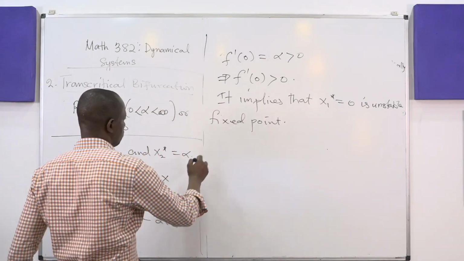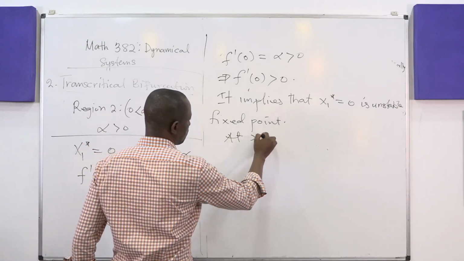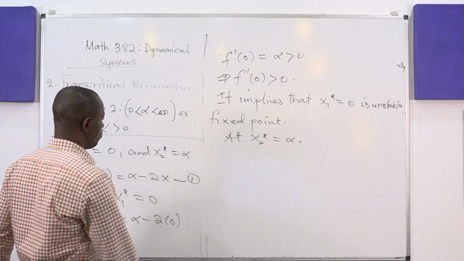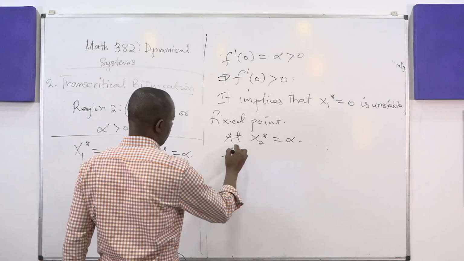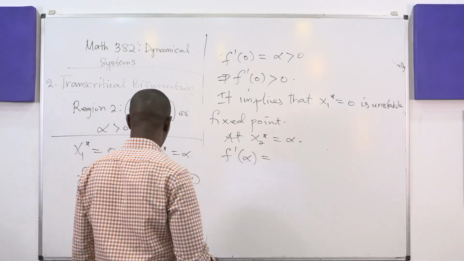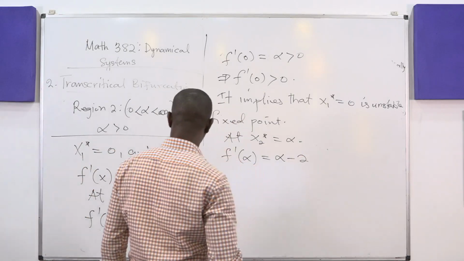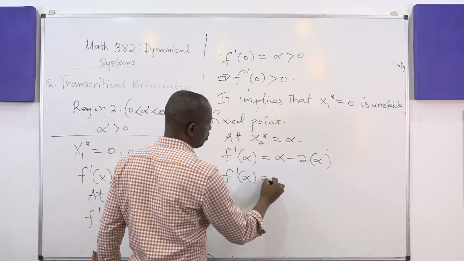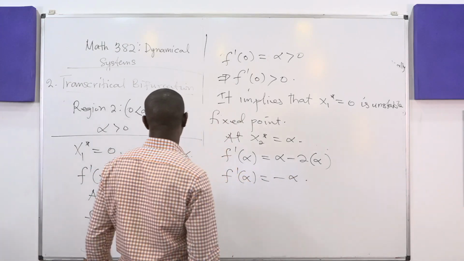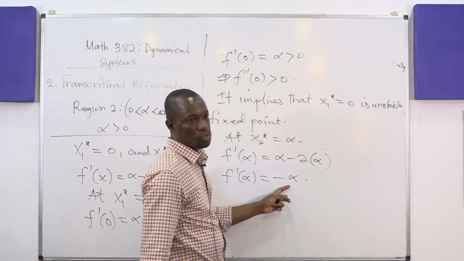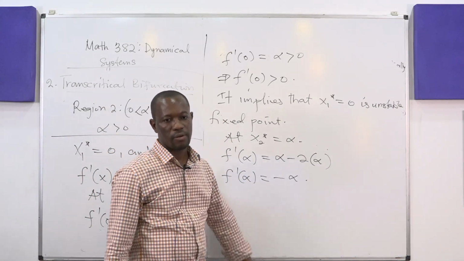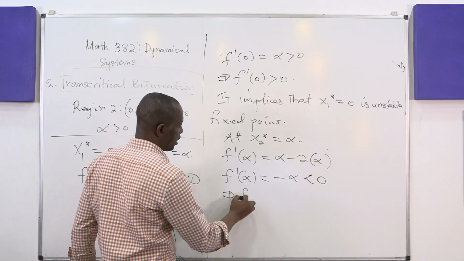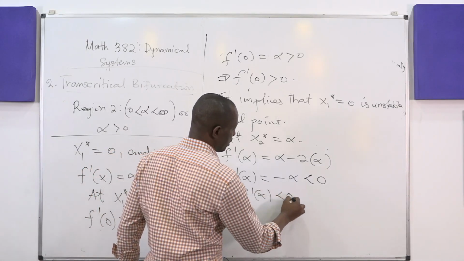So now at x2 star equals alpha, then we put into equation 1. What do we get? f prime at alpha is alpha minus 2x, and x is alpha. So what do we get? f prime at alpha is minus alpha, and alpha is greater than 0. Is that okay? So we have a negative number. So this is less than 0, which implies that f prime at alpha is less than 0.